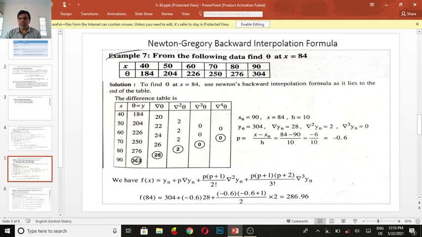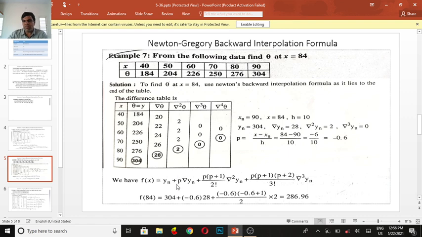So yn should be equal to 304, delta yn should be equal to 28, del square yn should be equal to 2, del cube yn should be 0, delta 4 yn should be equal to 0. Now to find the p value, p is equal to x minus xn divided by h. So x is given as 84 minus 90, divided by 10, so minus 6 by 10, that is minus 0.6.